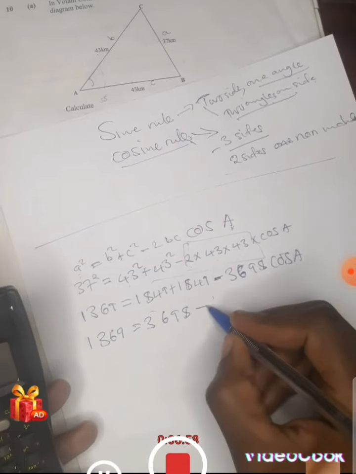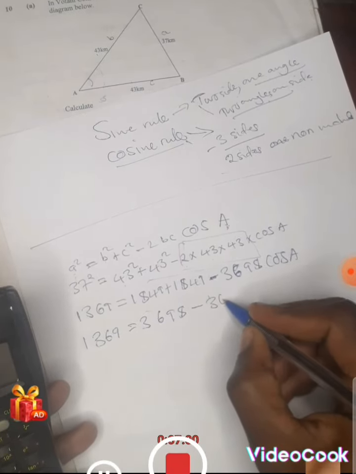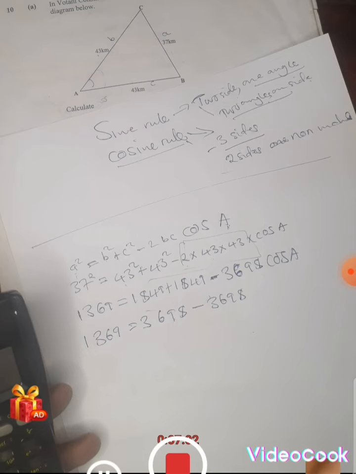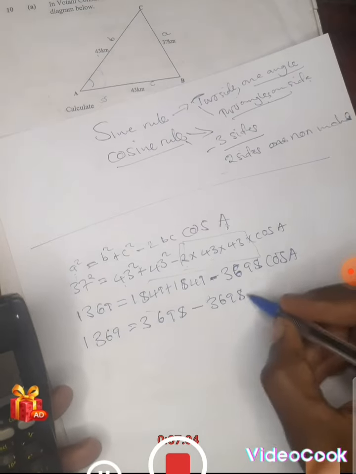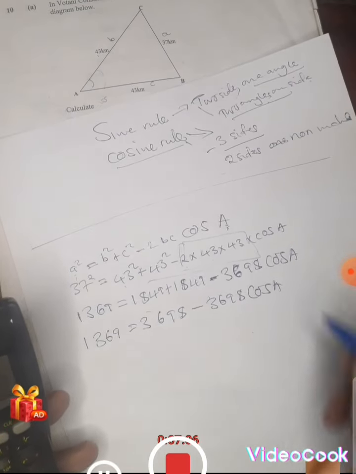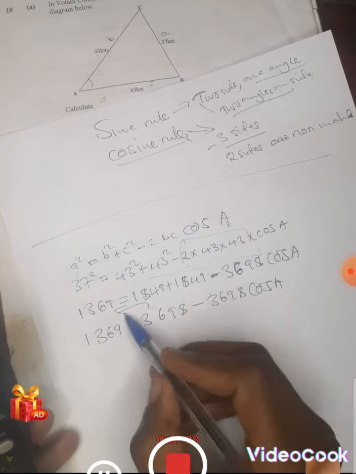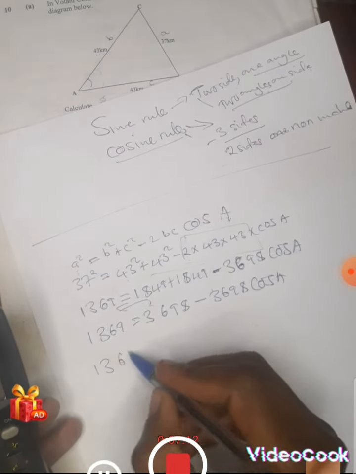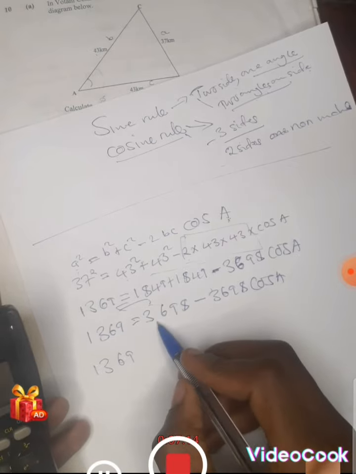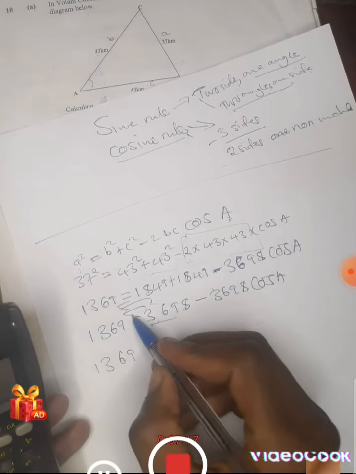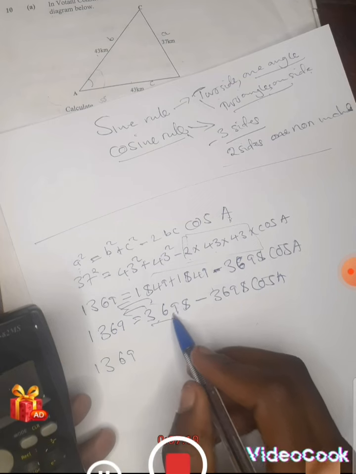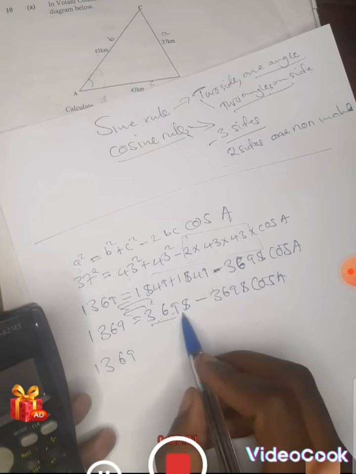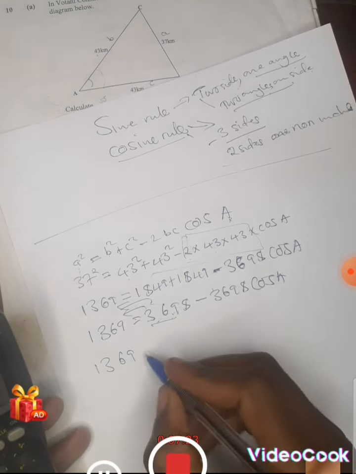Okay, minus 3698 again. So cos A. Then here we need to group like terms. So this one goes there. We have 1369 here. When this number crosses the equal sign, you get the additive inverse of 3698, which is negative.